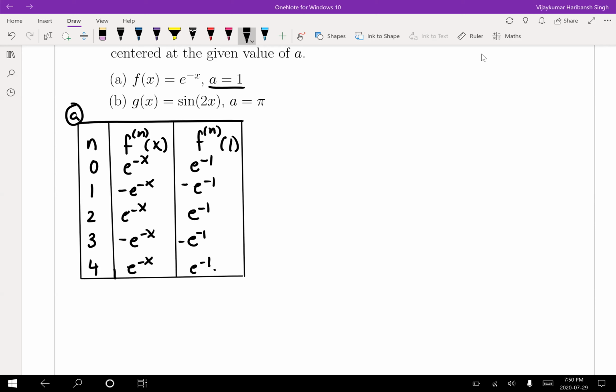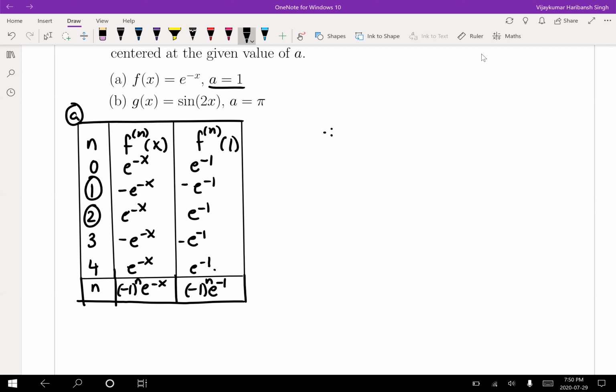So now from here we should be able to make a pattern for the nth derivative. It is going to be e to the power minus x, but there is a plus or minus sign based on whether n is odd or even, right? If n is odd, you have a minus sign. If n is even, you have a plus sign. So minus 1 to the power n. And this will become minus 1 to the power n e to the power minus 1. So this is your nth derivative.